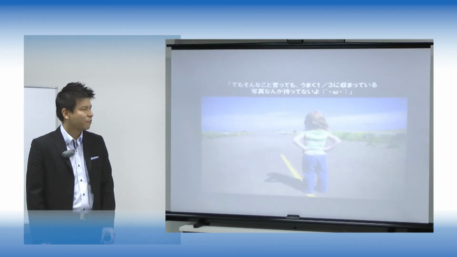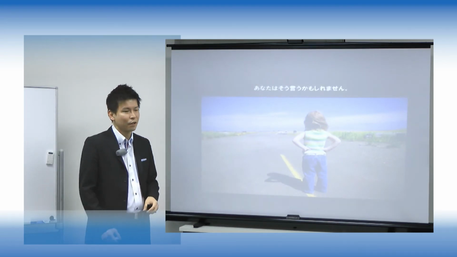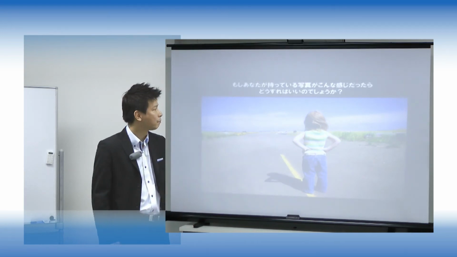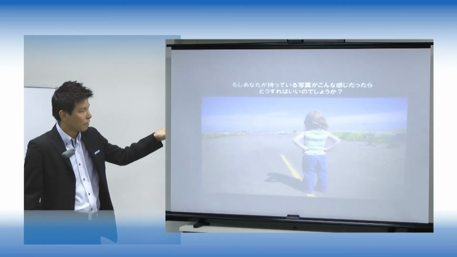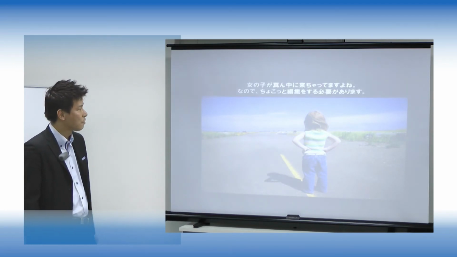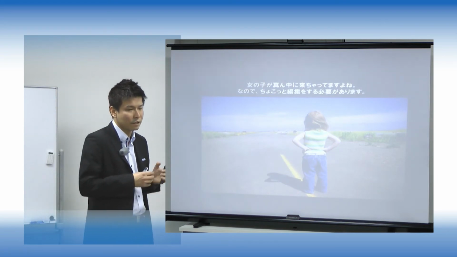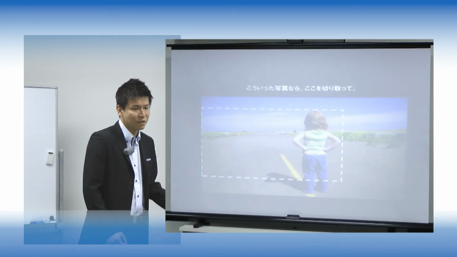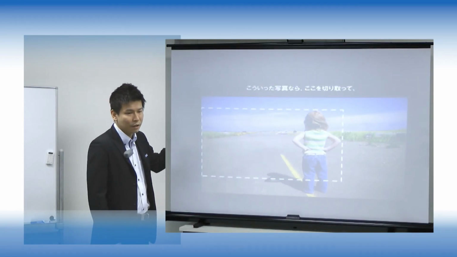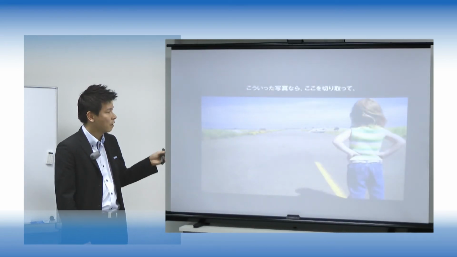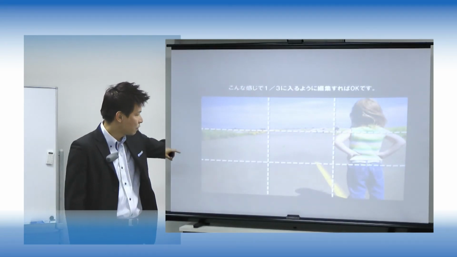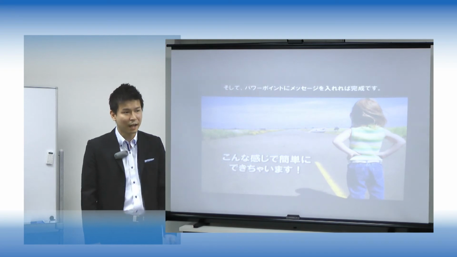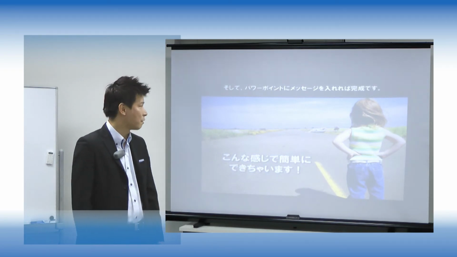Oh, come on. I don't have a nice picture. You might say that, well, if you have a picture like this, what can we do? The girl is in the center of the picture, so we need to do something to make it work. In this case, what we need to do is edit the photo and make a picture like this, and insert your message on the power point. It's that easy to do. Now, let me ask you a question.